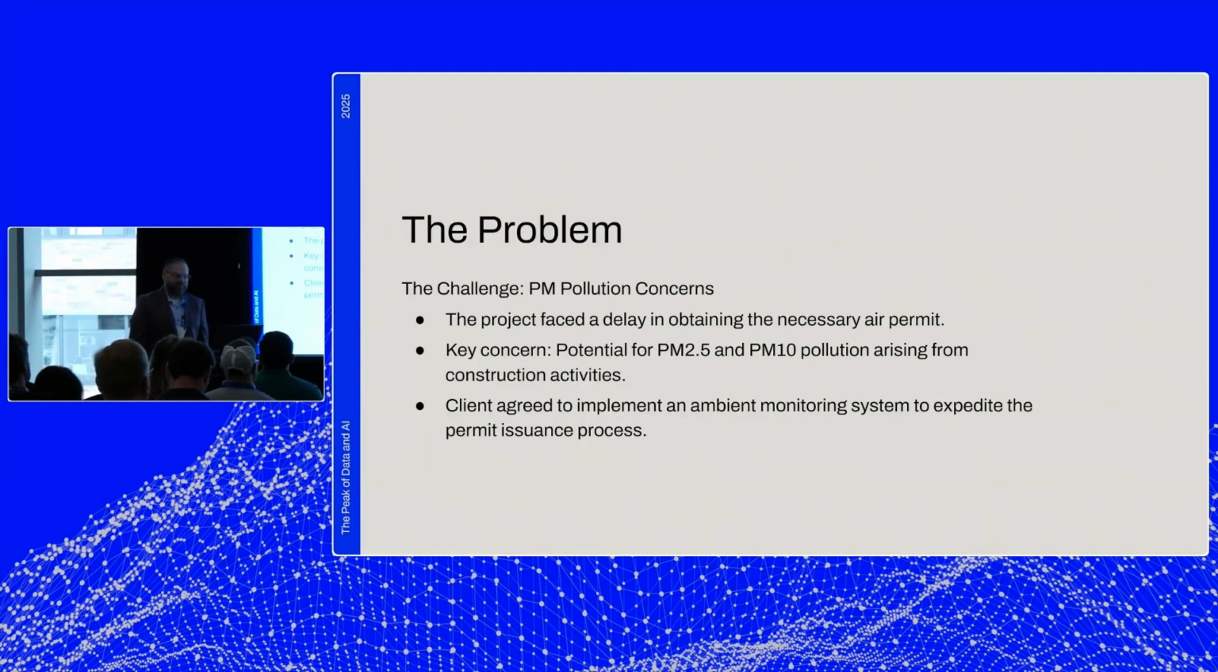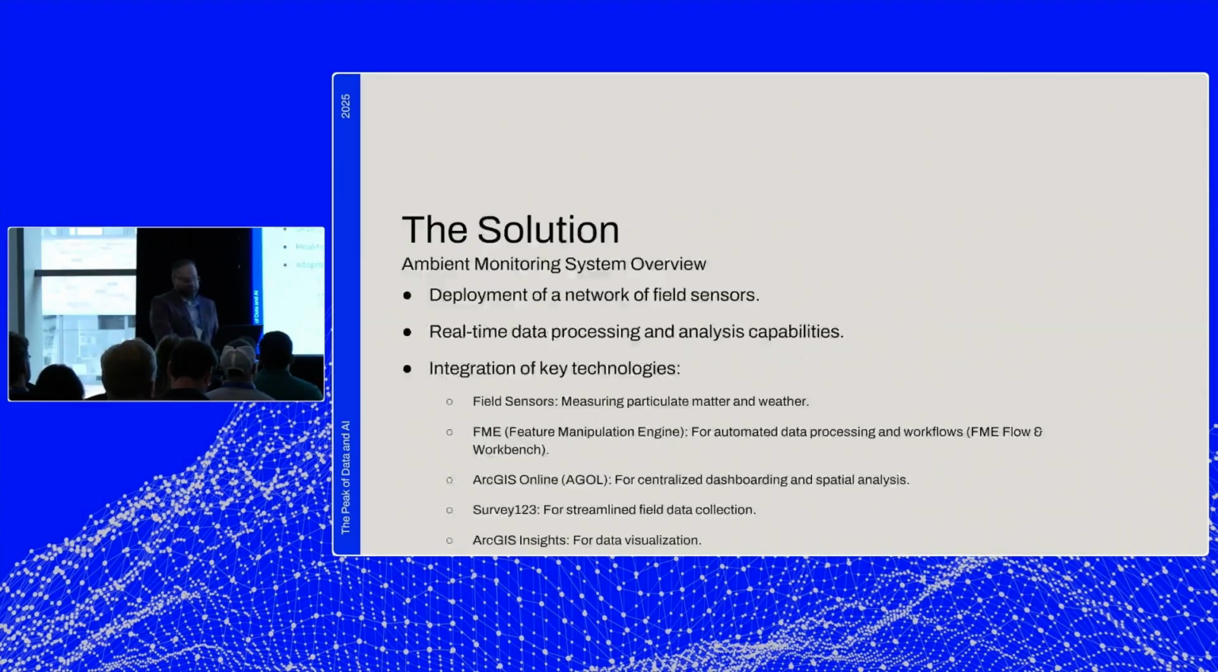Obviously the construction team was not too happy with that, and they said there's got to be a better way. And that's when they came to us. So then in comes FME. FME was really the solution that allowed us to implement this and meet all of our requirements so that they didn't get shut down. What we ended up doing is we deployed a network of field sensors on the site, did some real-time data processing, and then integrated all of those different technologies: ArcGIS Online, Survey123, Insights, all of that.